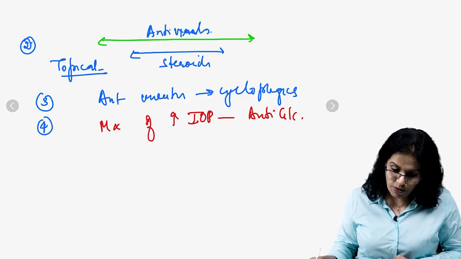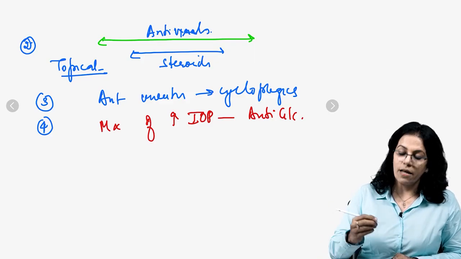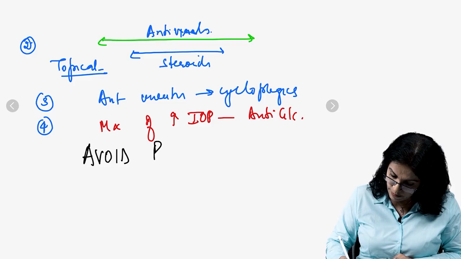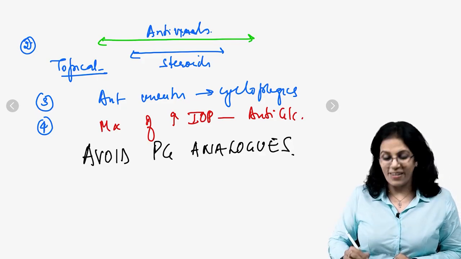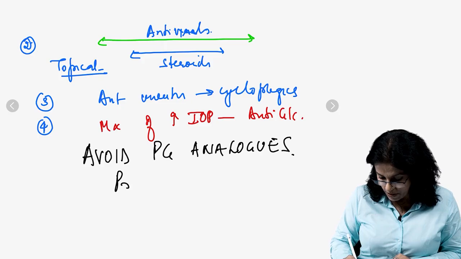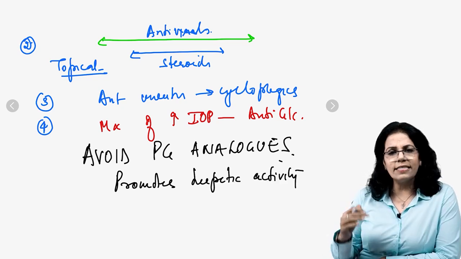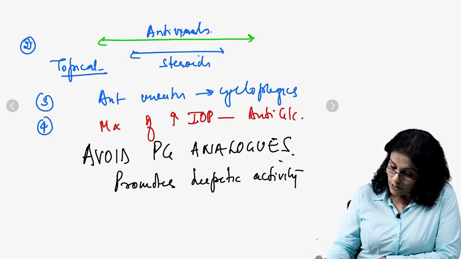Why do you avoid prostaglandins? Because they actually promote herpetic activity. So, that's an important point. Let's note down: avoid PG analogs. Even if I have to give anything to control the IOP, I should avoid PG analogs as they promote herpetic activity. Now, generally the systemic therapy is not required in simplex keratitis. Topical is enough.